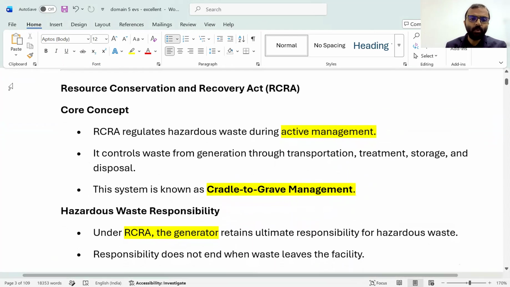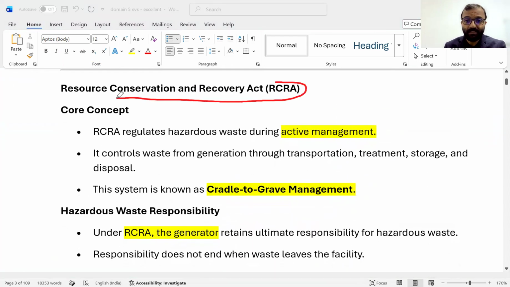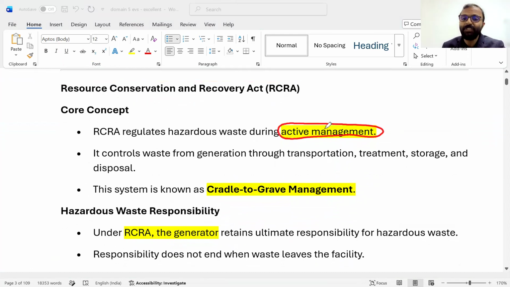Now, Resource Conservation and Recovery Act, RCRA, that is very important. See, RCRA regulates hazardous waste during active management. Here there are two important points: this is waste, okay? This is waste and that is during active management. That means they are in their active life.